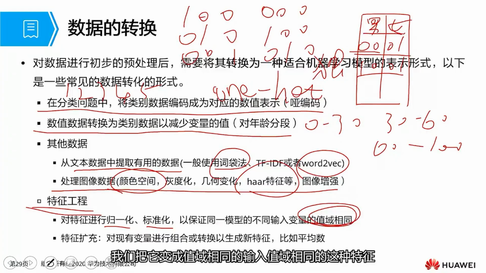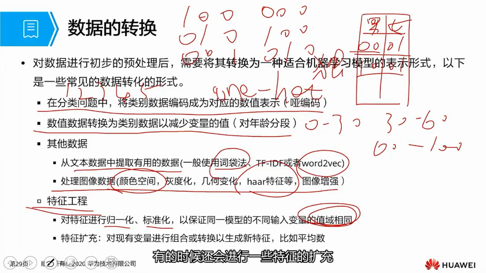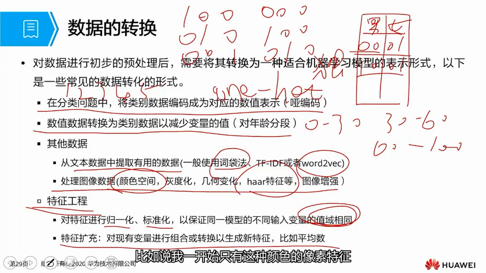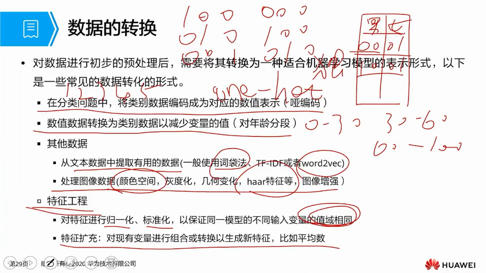Sometimes there will be some feature expansion. For example, at the beginning, I only had pixel features of this color. So I regenerated some HAR features or some other features, right? This is the expansion of features.